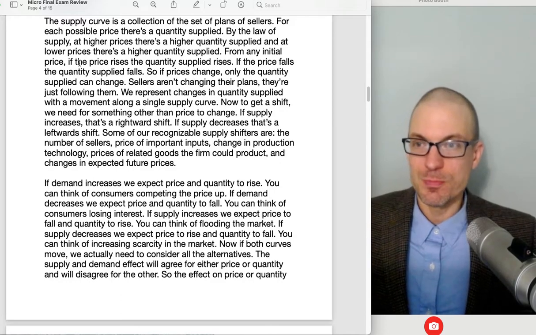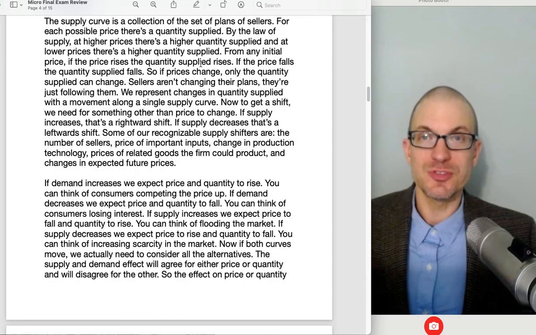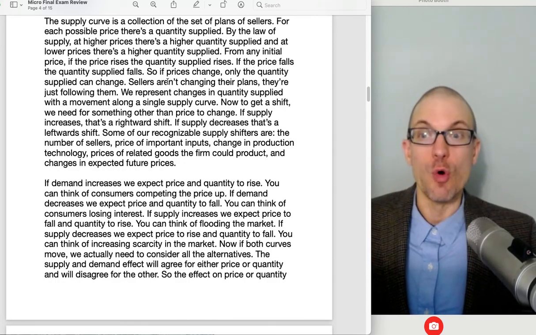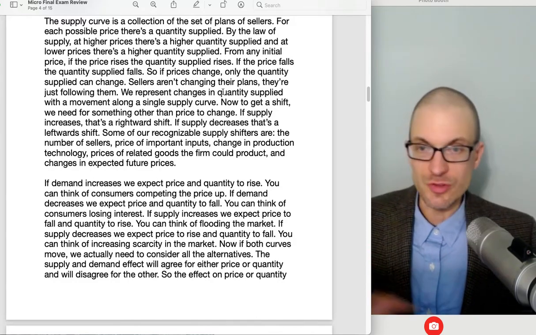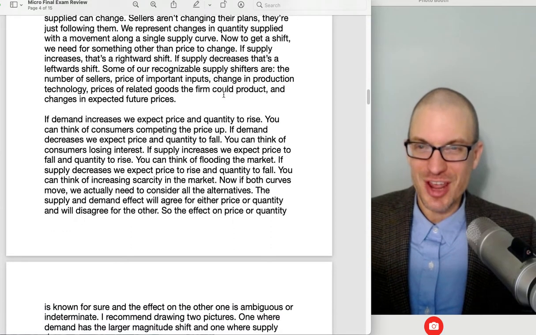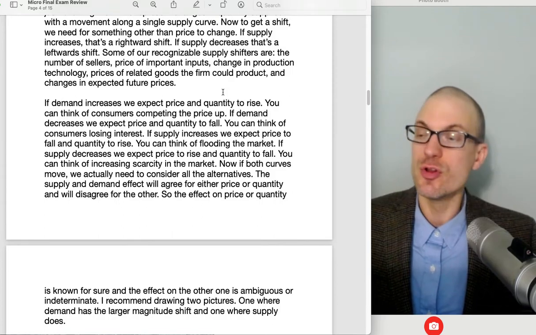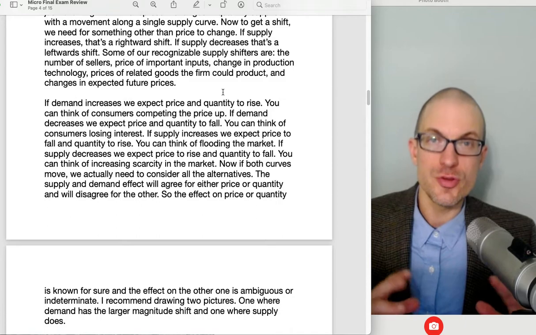From any initial price, if the price rises, quantity supplied rises, that would be a movement up a single supply curve. If price falls, the quantity supplied falls. If only price changes, then only quantity can change. Sellers aren't changing their plans, they're just following them differently. We represent changes in quantity supplied with a movement along a single supply curve. Now, in order to get the supply curve to shift, you've got to have something other than price change.